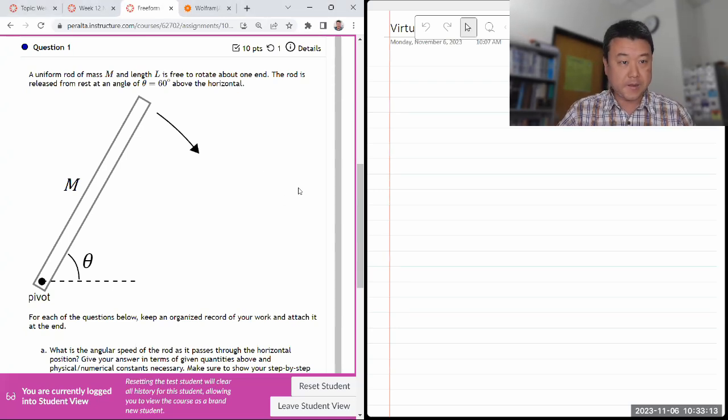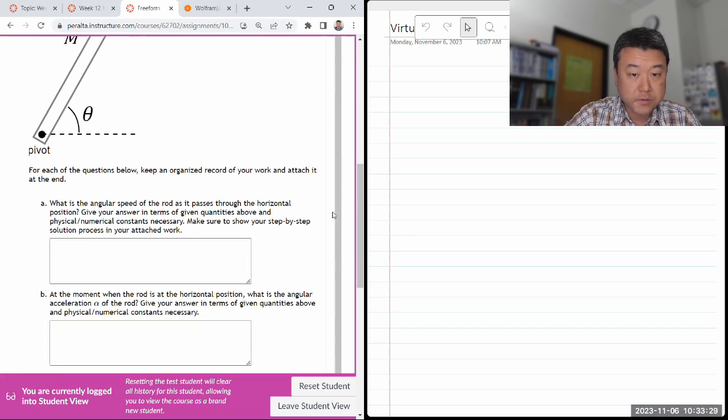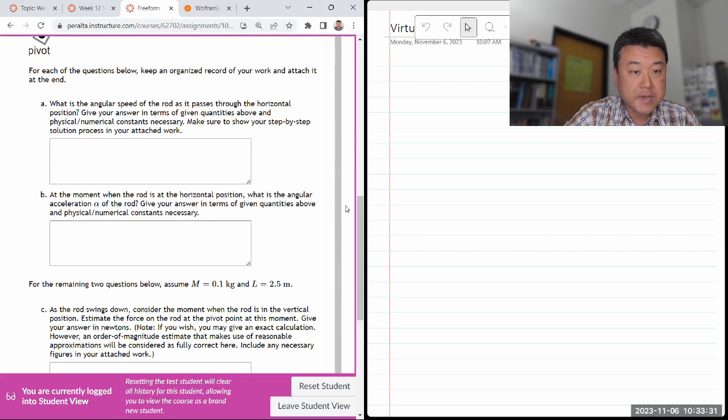So this question says, a uniform rod of some mass and some length is free to rotate. The rod is released from rest. And they've given the angle. For each question below, keep an organized record of what is the angular speed of the rod.